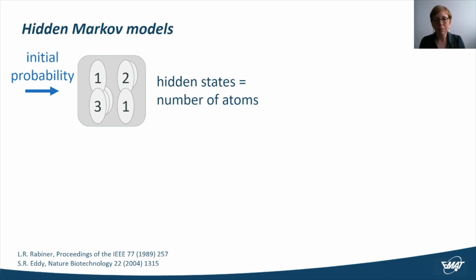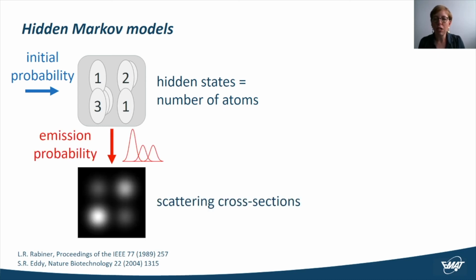Now, the number of atoms in a column are the so-called hidden states, which we cannot measure directly. We observe them indirectly through the scattering cross-sections obtained from the ADF STEM images. Now, the emission probability defines the probability of these scattering cross-sections, given a certain number of atoms in a column. This is described by a normal distribution function. And from this, we can see that for one time step, the hidden Markov model is in fact equal to the Gaussian mixture model introduced in the statistics-based atom counting procedure.